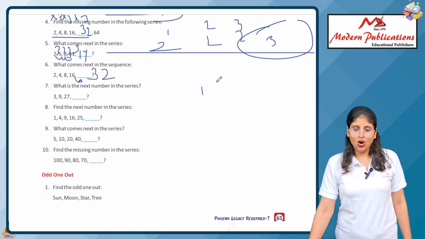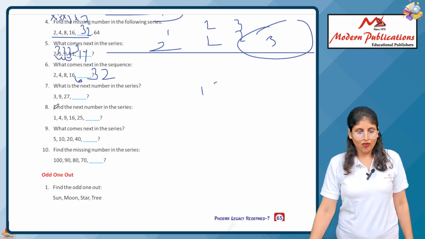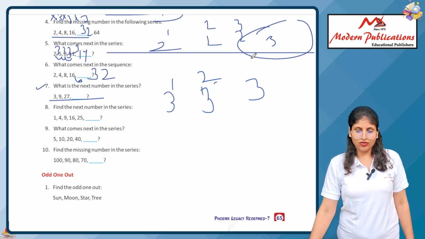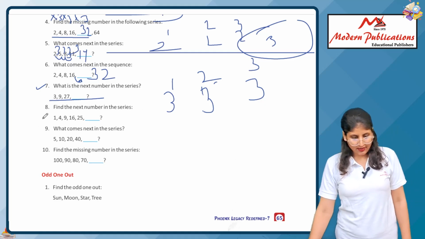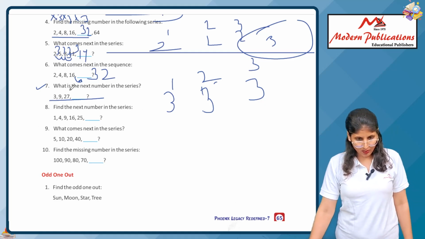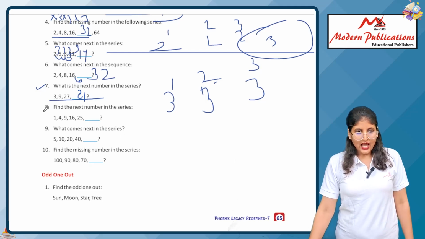This is how we can solve all these things. Next is 3, 9, 27. It's a power: 3 to the power 1 is 3, 3 to the power 2 is 9, 3 to the power 3 is 27, and the seventh position comes 81, 3 to the power 4 is 81. Next, these are the homework.